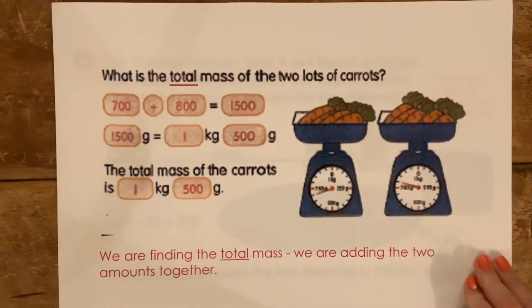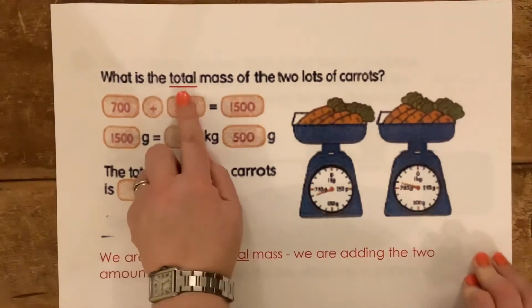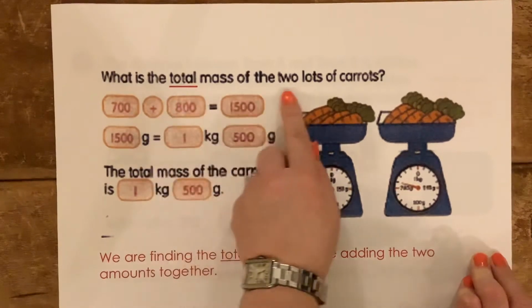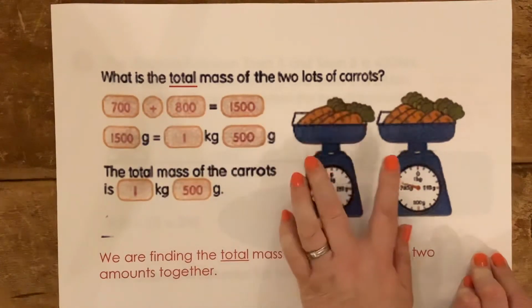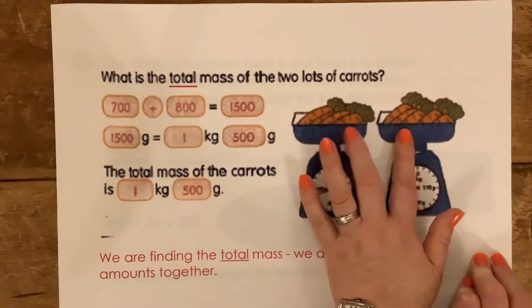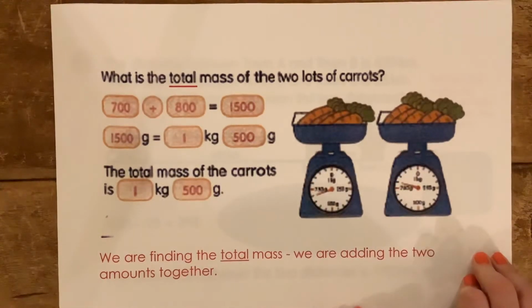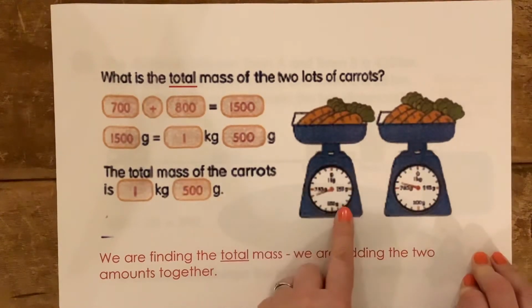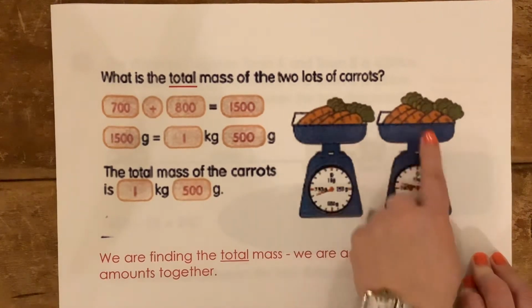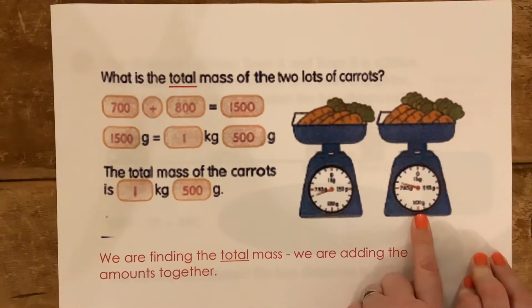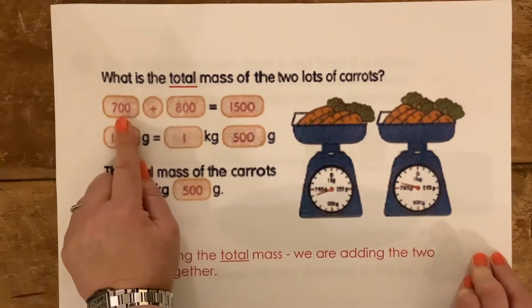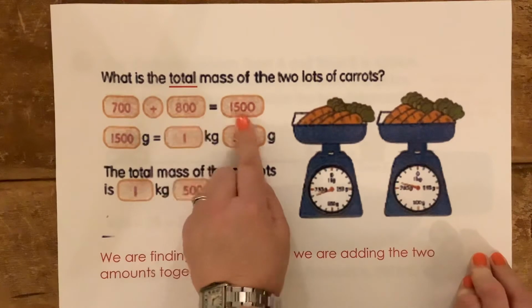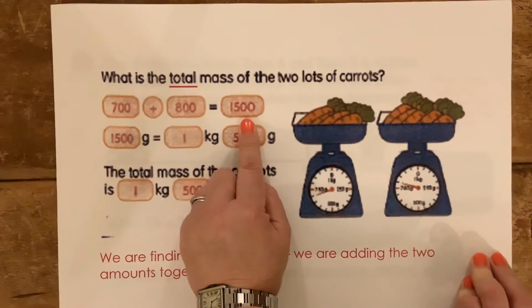So hopefully you were able to pick out on the word total, what is the total mass of the two lots of carrots, which tells us that we are adding the two masses together. And if you had looked at the scales, you would have worked out that this bunch of carrots is 700 grams and this bunch of carrots is 800 grams. So 700 plus 800 equals 1,500.